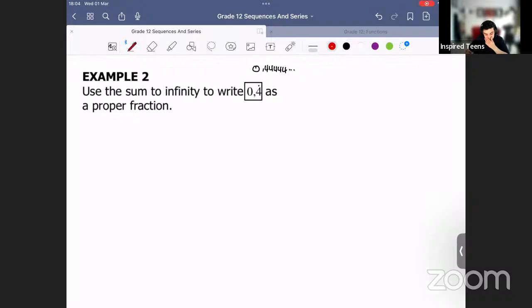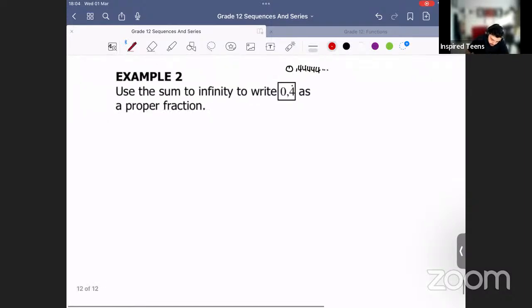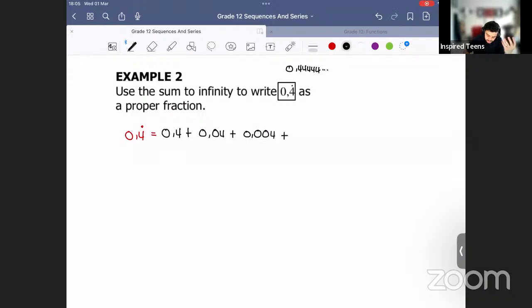Use the sum to infinity to write 0,4 recurring as a proper fraction. So first, we're going to express 0,4 recurring as a pattern. 0,4 recurring is 0,4 plus 0,04 plus 0,004 plus 0,0004 and so on. All of these add up to give us 0,4 recurring.